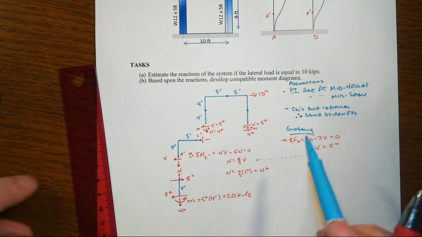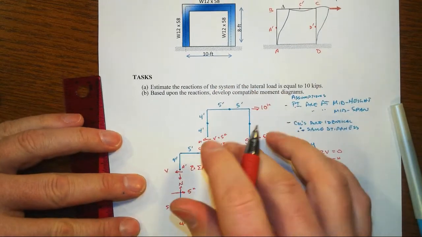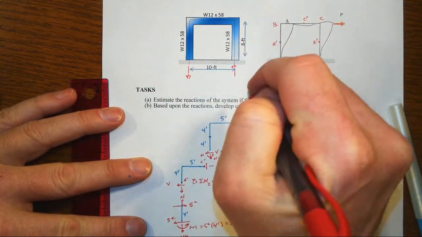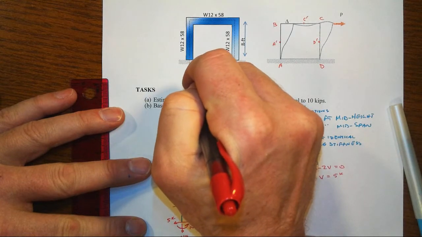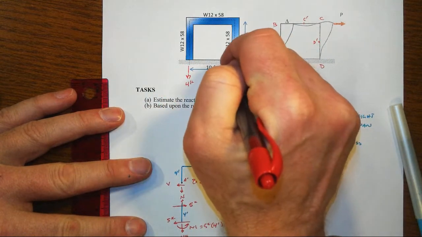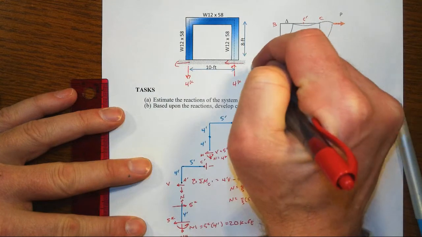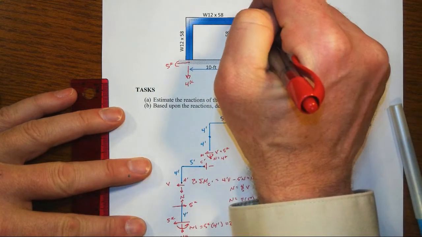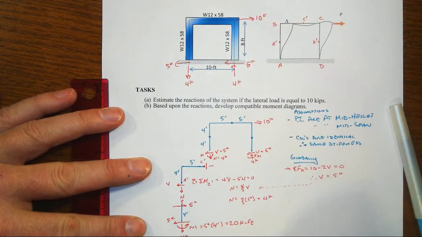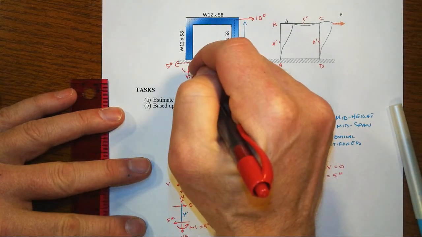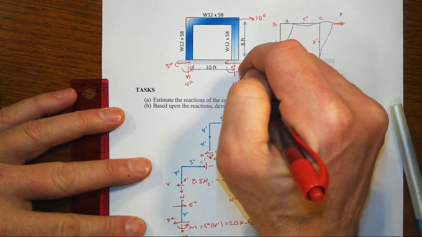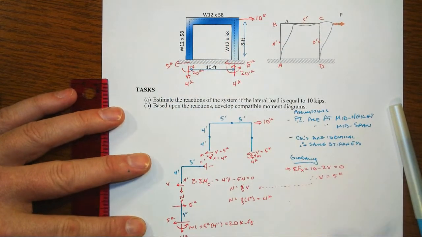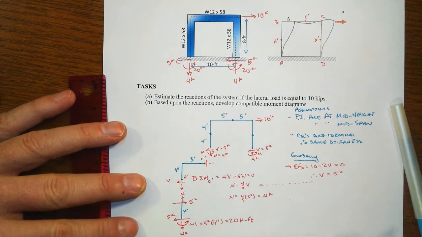So that gives us the reactions of the system. Let's just repeat them in a big way here. We got equal opposite axial forces of 4 kips each. We have 2 shear forces acting to the left at 5 kips each in response to this 10 kip lateral load, and then we've got our bending moment of 20 foot kip on both of the columns. Right? So there's your answer to part A.